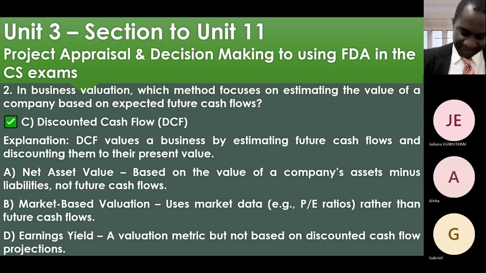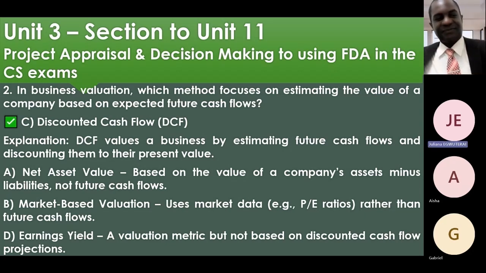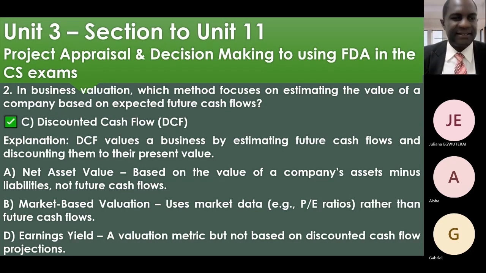So both of you picked B. When I saw market valuation, the business valuation, you were influenced by sleep. Sleep made you drop points, but it's fine. So discounted cash flow values a business by estimating future cash flows, discounting them to their present value. Exactly. So you both picked B.